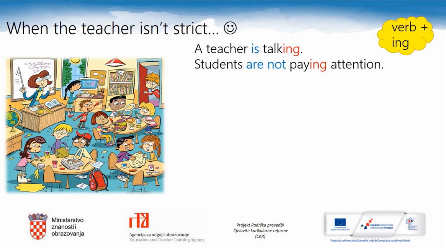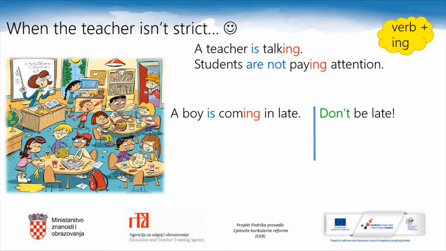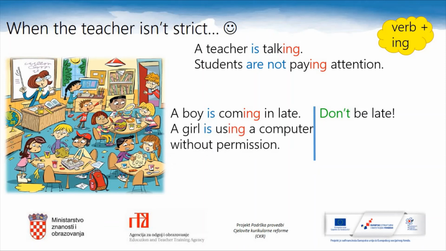Now I will combine a description with a rule. For example, a boy is coming in late. Can you tell me, what would the rule be? Don't be late. That's right. Let's take a look at another example. A girl is using a computer without permission. What's the rule? Don't use a computer without permission. That's correct.